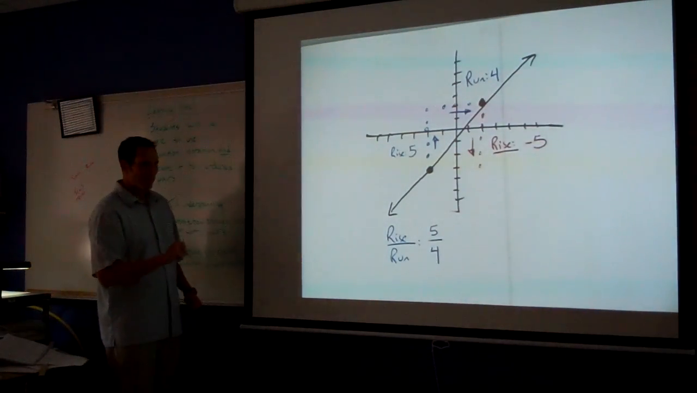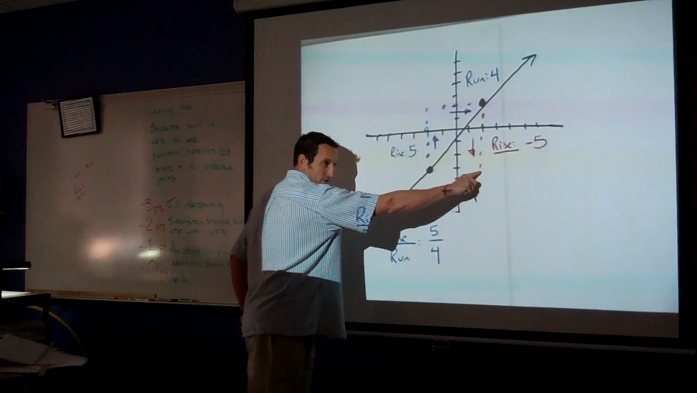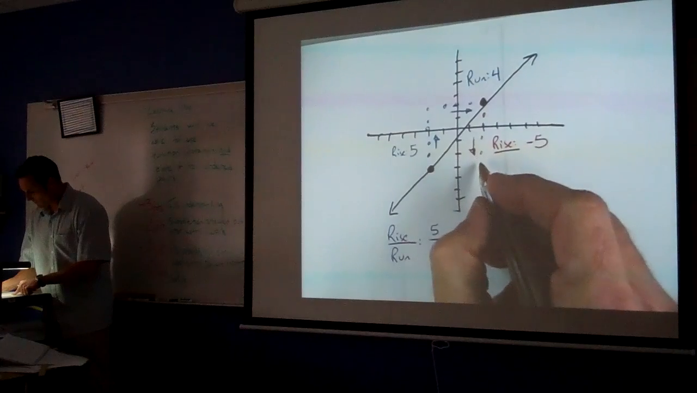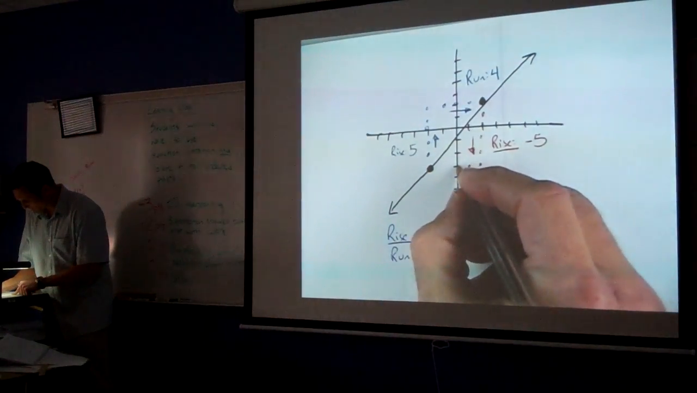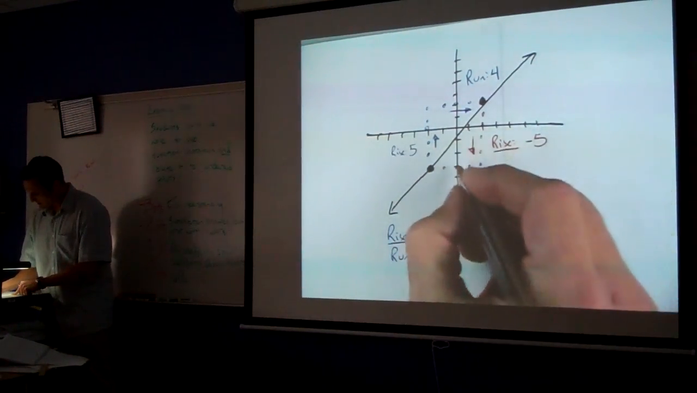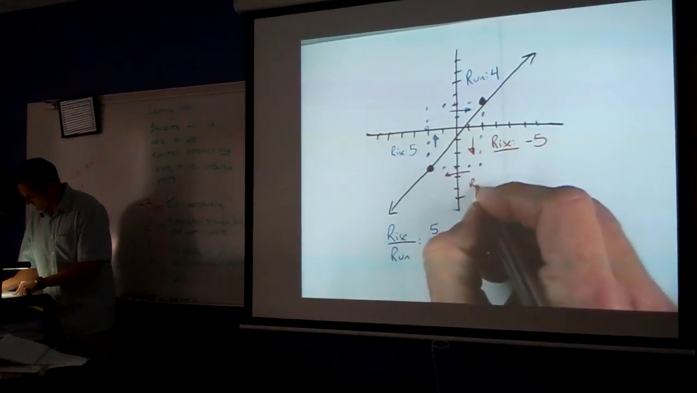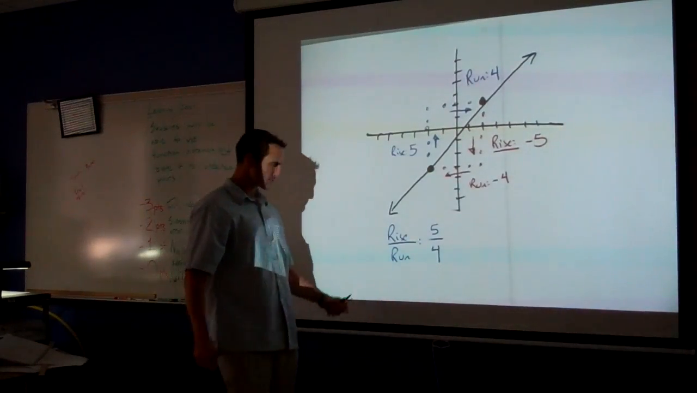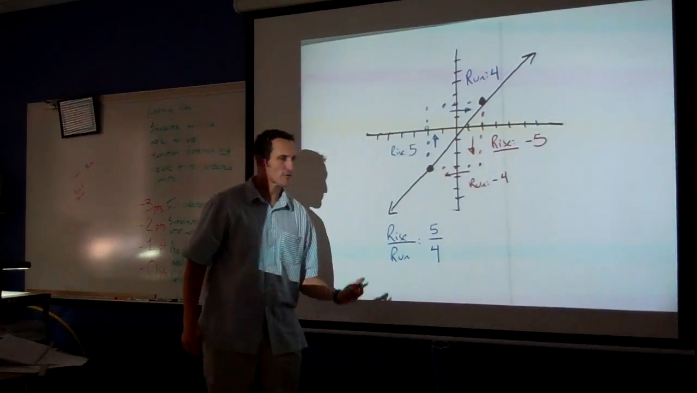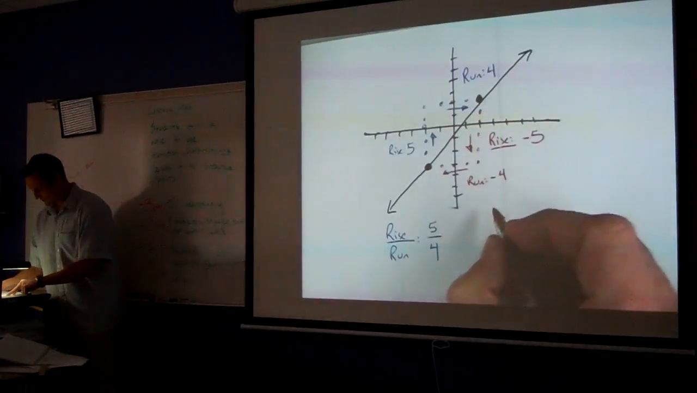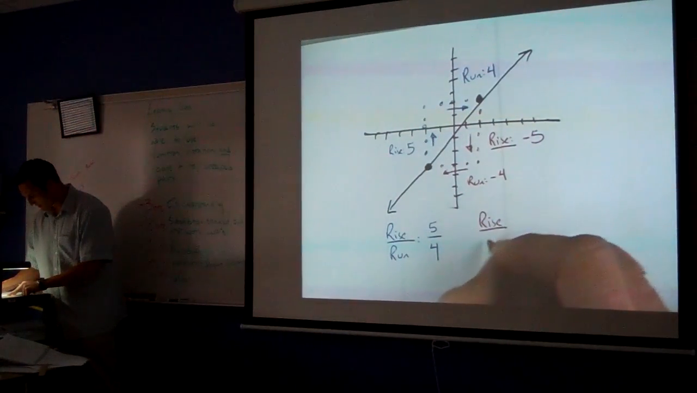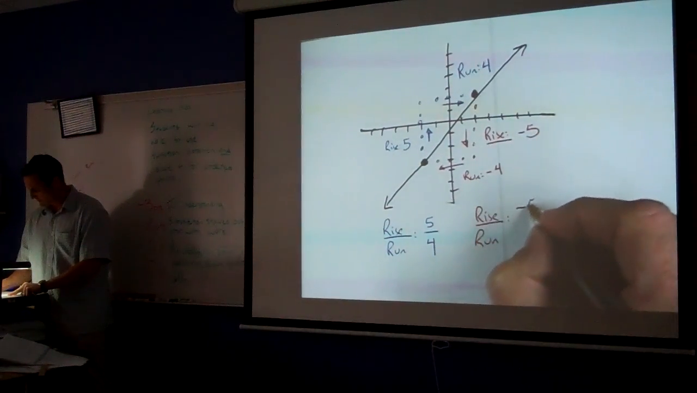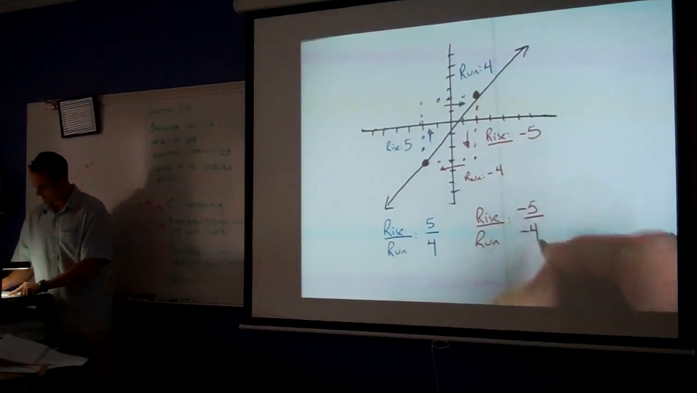And then I'm going to count my run. And my run is from this point to where I was counting to the second point on the graph. And since I'm going to the left, that's negative. 1, 2, 3, 4. And so my run is negative 4. Excuse me. So to calculate slope with rise over run on that second example, slope is still rise over run. That has not changed. Just this time my numbers are different. My rise is negative 5. My run is negative 4.